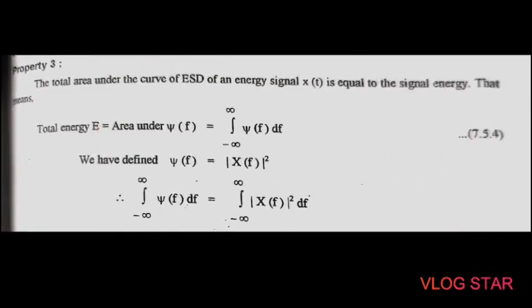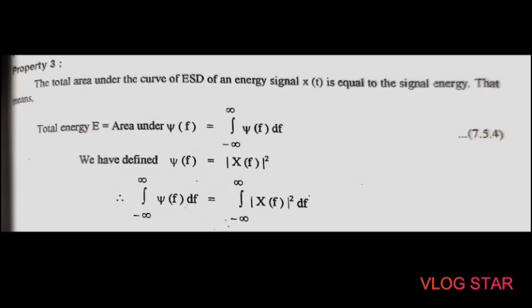Let us see the third property. So the total area under the curve of ESD of an energy signal x of t is equal to the signal energy. That means total energy is equal to E. The area under psi of f is equal to the integral from minus infinity to infinity of psi of f into df. So again we know what is the value of psi of f. Here psi of f is nothing but the energy spectral density, which is denoted by psi of f, and which is equal to mod of X of f square. Okay, so this is the standard equation of ESD. Okay, so we have to put this value in the above equation.